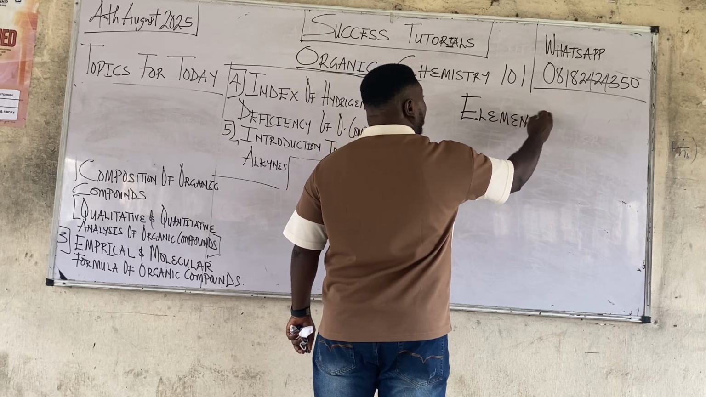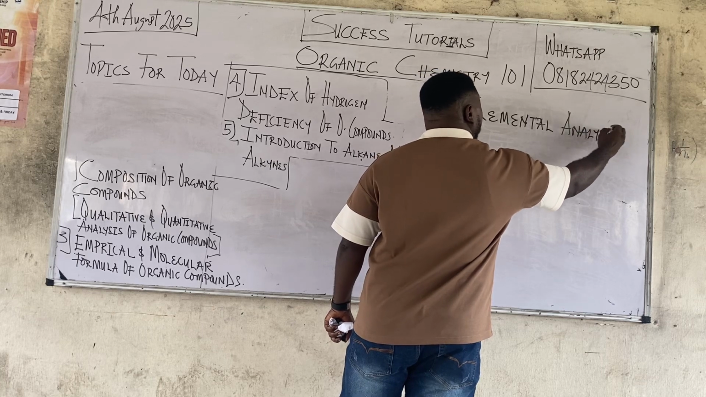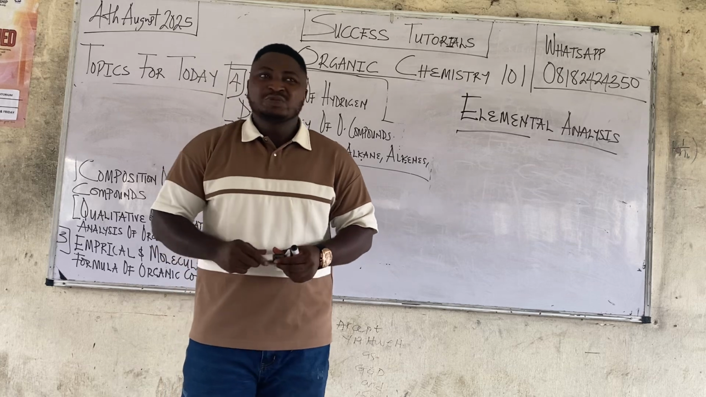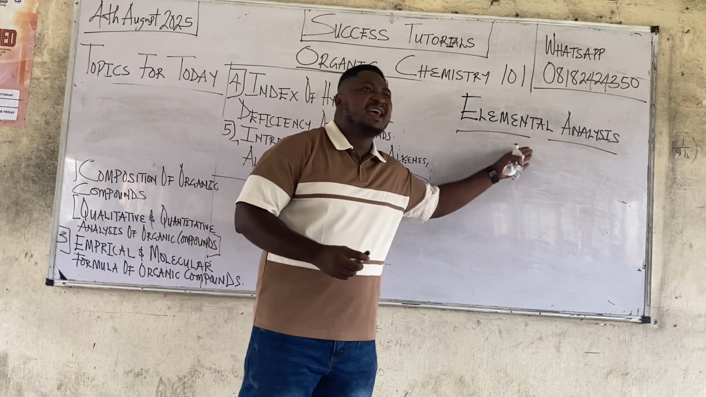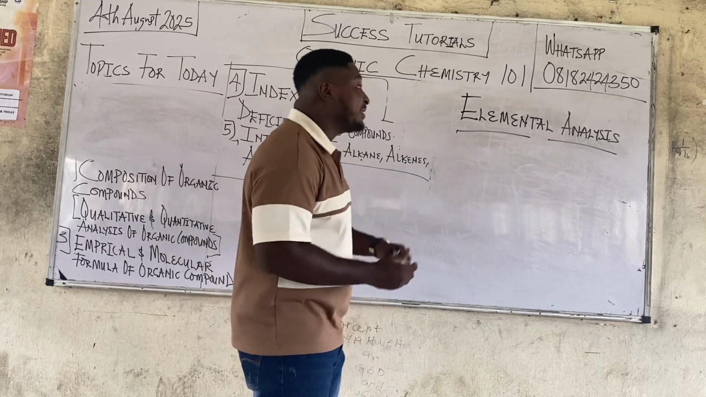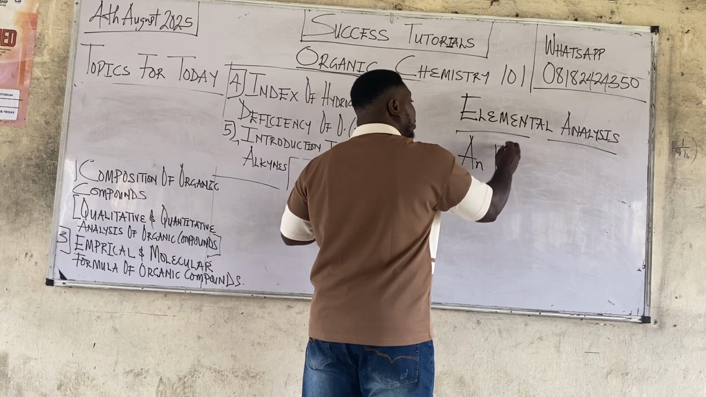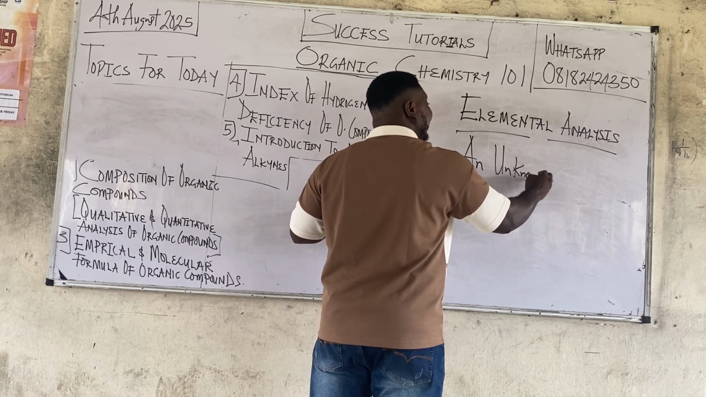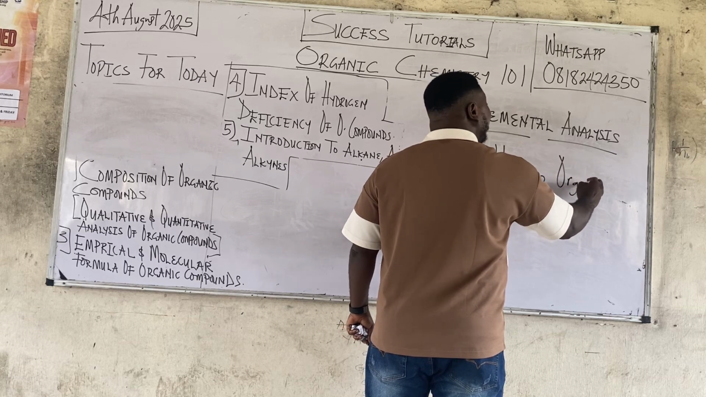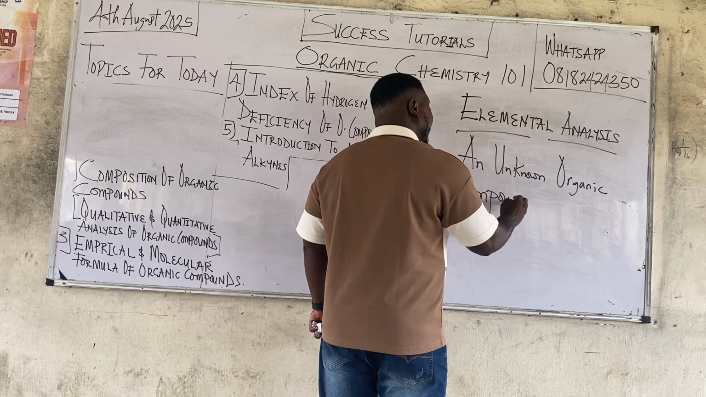Under composition of organic compounds, we call it elemental analysis. And what do we do in elemental analysis? We analyze an unknown organic compound to test for the presence of key elements in the organic compound. Elemental analysis is an experimental procedure whereby an unknown organic compound is tested for the presence or absence of key elements in the organic compound.